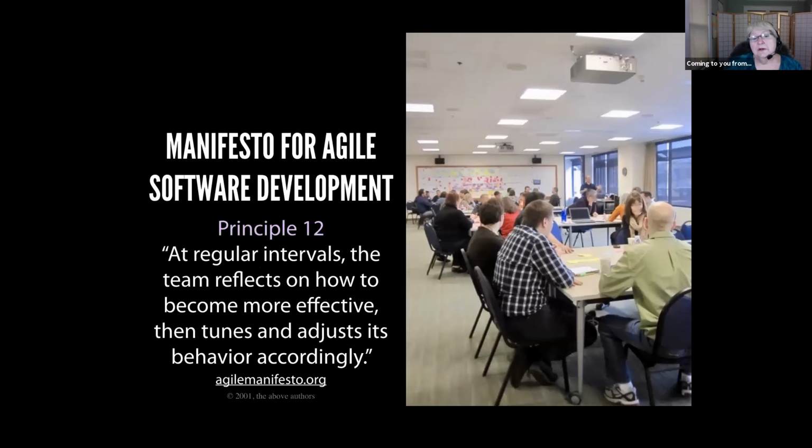So we start with the manifesto for Agile software development. Principle 12: At regular intervals, the team reflects on how to become more effective, then tunes and adjusts its behavior accordingly.